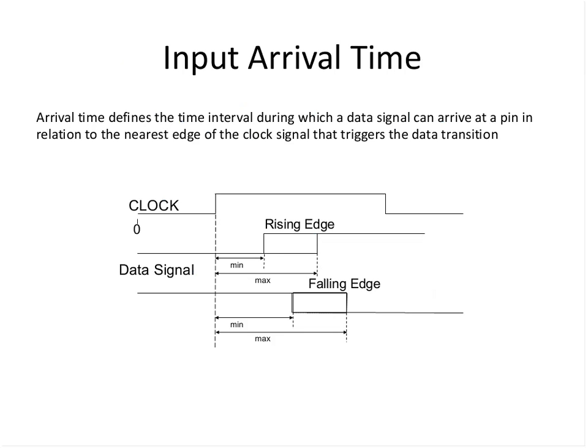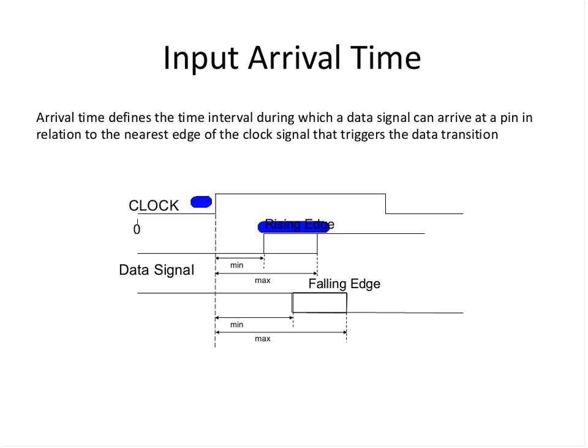So input to register path, the input comes from the external world, external to our design or external to our chip. So there is something called input arrival time, which defines the time interval during which data signal can arrive at a pin in relation to the nearest active clock edge that triggers the data. Now let us say this is the clock on which the external device operates. External device will launch the data, and this data is captured inside a chip. Both for rise and fall, there will be a timing window during which the data can transition. This is the timing window.